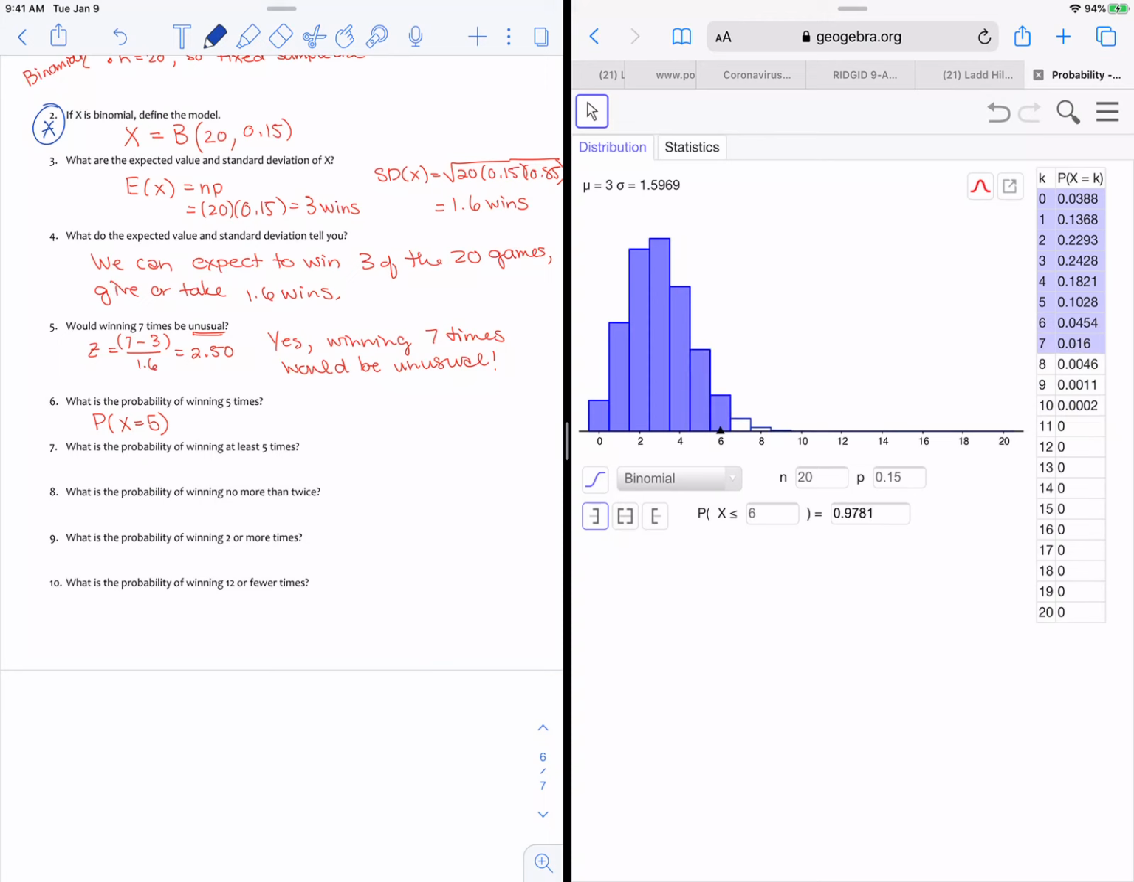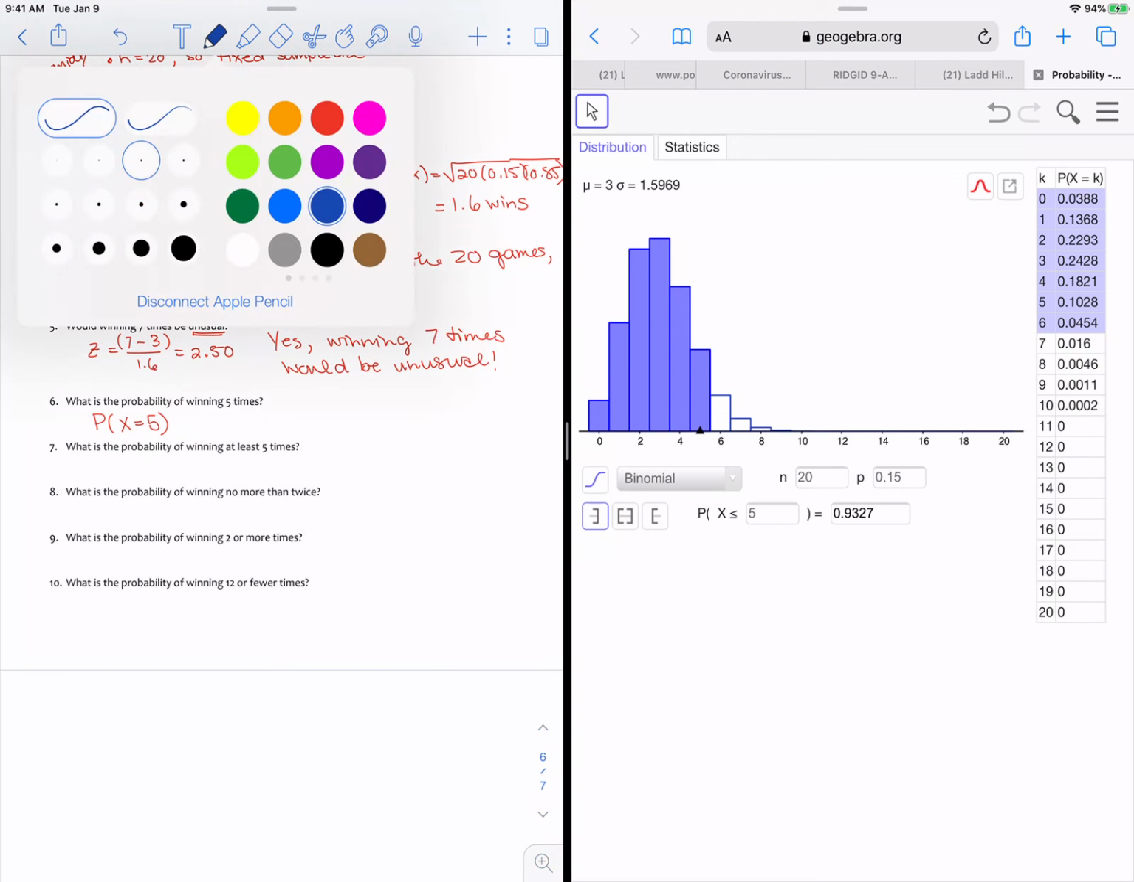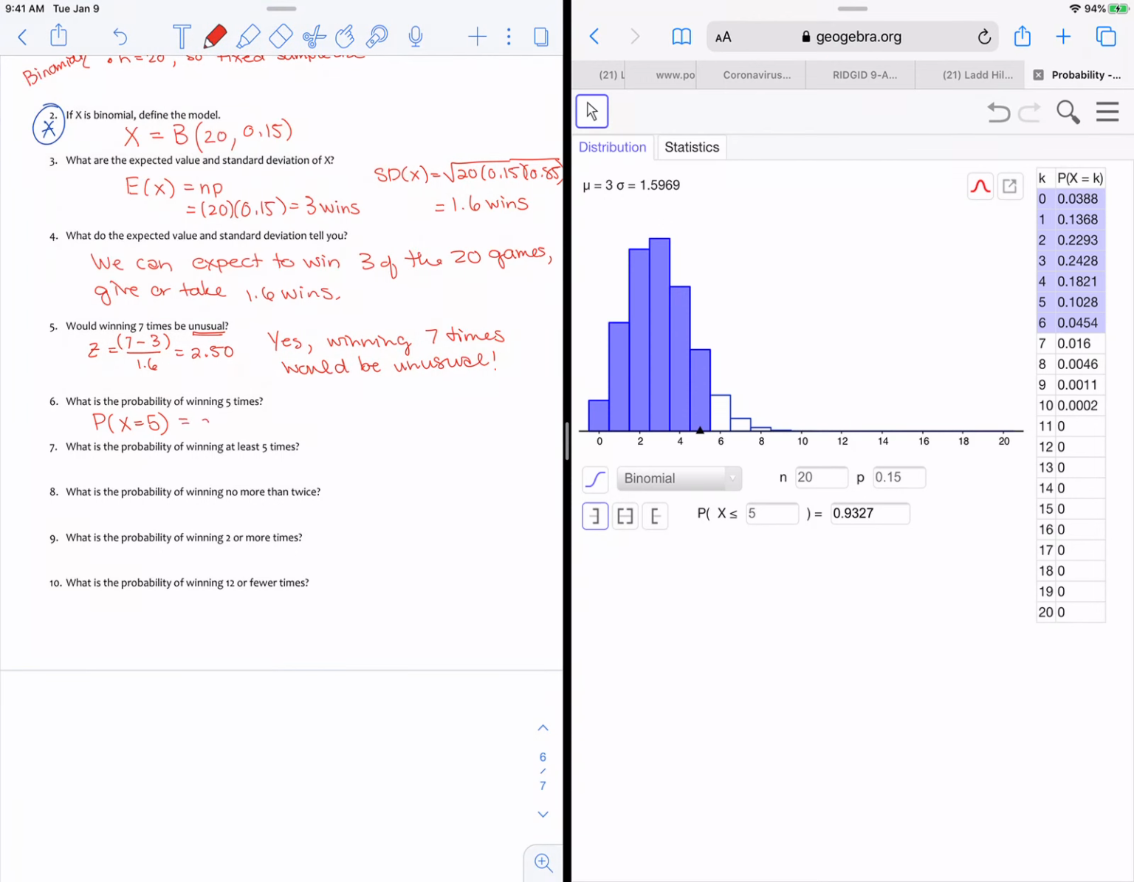And I cannot seem to get this to just go to 1 point, but it's 0.1028. So 0.1028 is the probability that x equals 5.